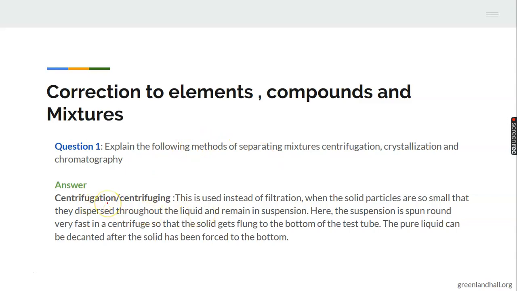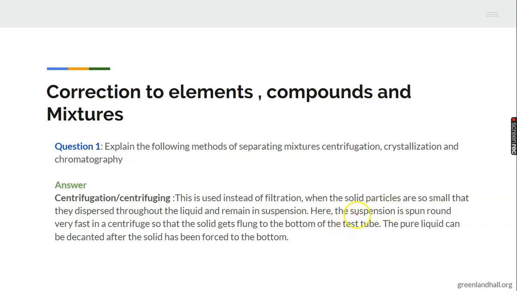So centrifugation, in a nutshell, is when you have a suspension. The suspension is solid, but it's not as solid as the one you have in filtration. In filtration, you can easily filter because they are big solids suspended in water. But in this case, it's made of small particles dispersed throughout the liquid. So you have to remove this suspension, and how can you do that? Because they are all over the water, you have to use a process called centrifugation.